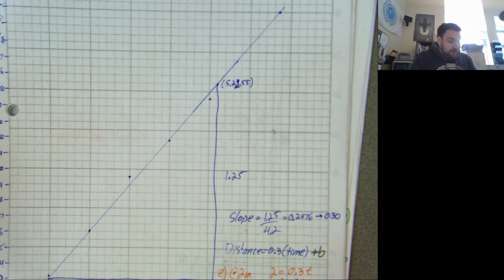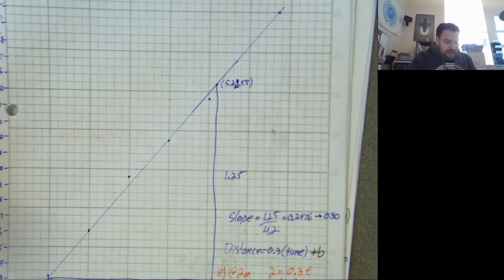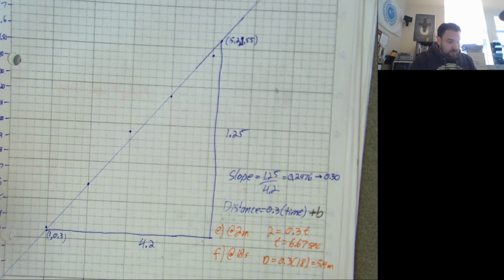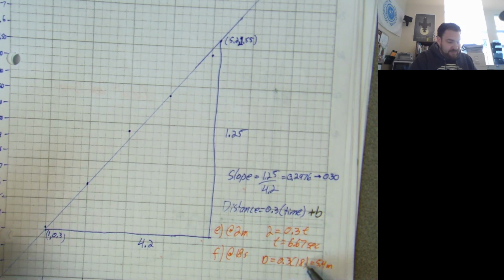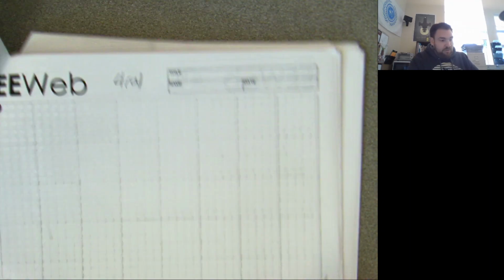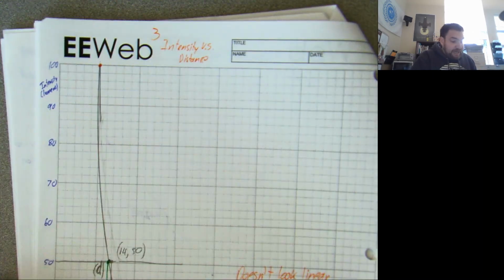So that was number 2 here. Letter F was, what would the distance traveled be in 18 seconds? I just plugged into my equation, would be 5.4, because that's way beyond where my scale goes over here. I ended up at 7 seconds. To put in 18, you have to put it in the equation. So that's 2. Question 3.